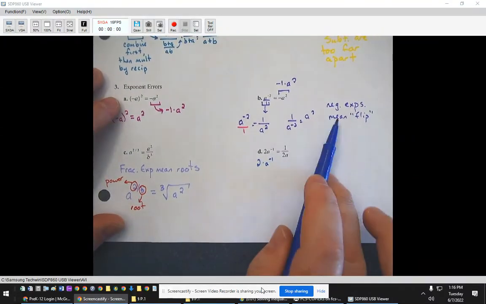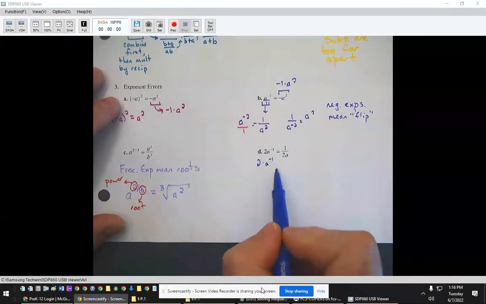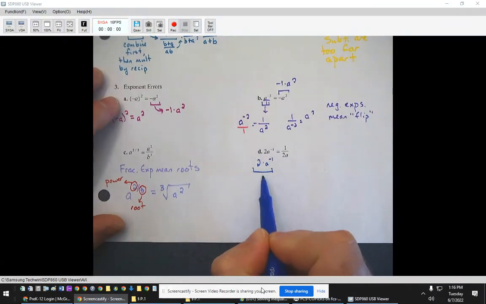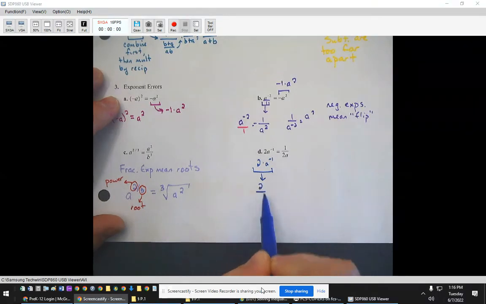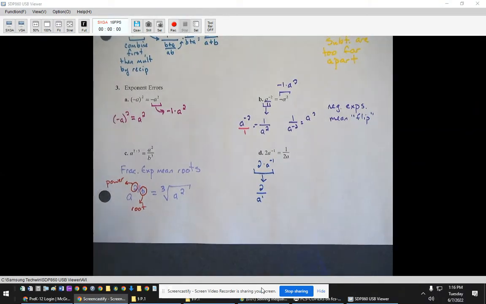Now, we just reviewed that negative exponents mean flip, so this gets turned into the 2 over a to the first, or just a. Now, why didn't the 2 flip? Because the 2 doesn't have a negative exponent. So if you look at over here, the common mistake is people want to flip both of them, but the negative exponent is only actually connected to the a.